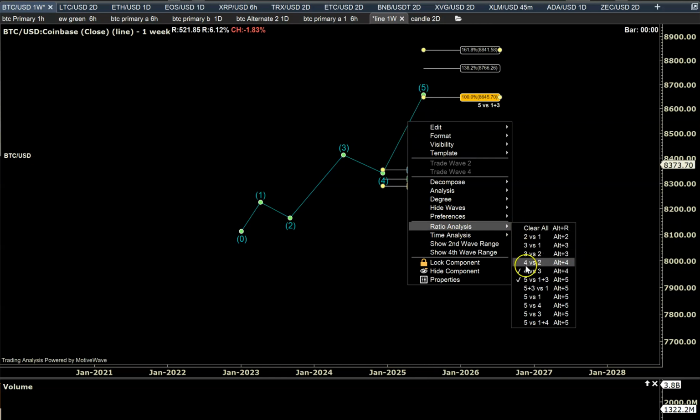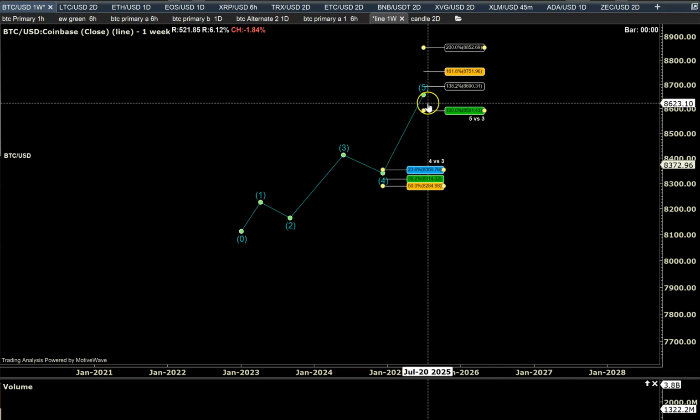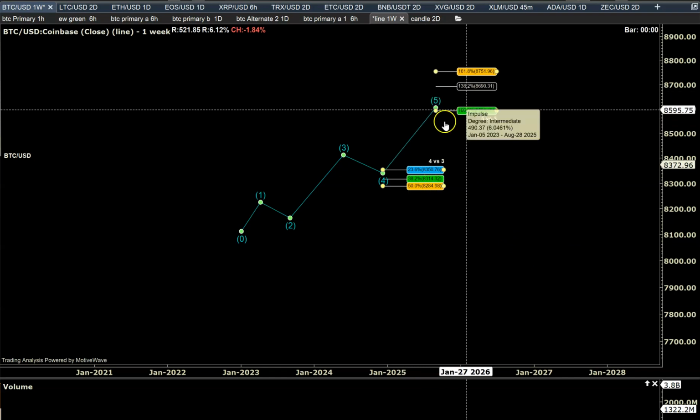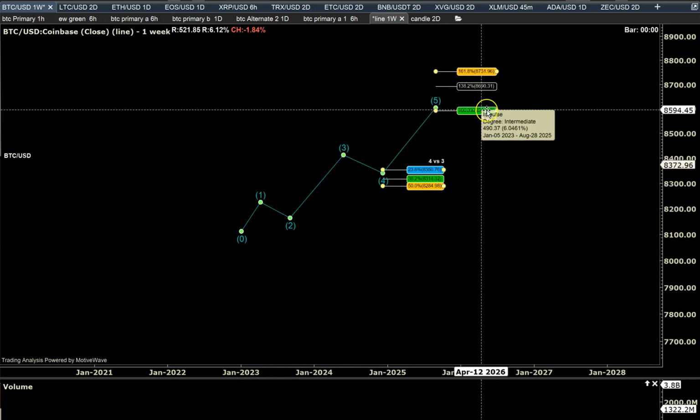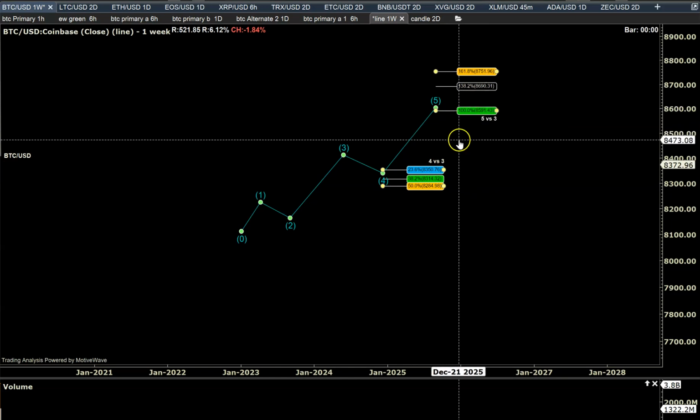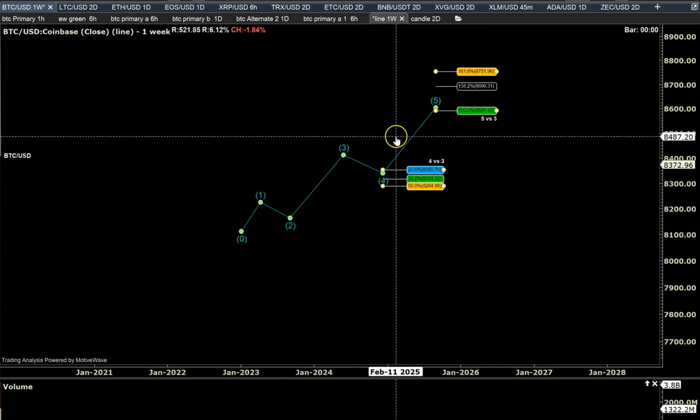So I'm going to go to ratio analysis. You can also do a 5 versus 3. It's another relationship you can do: 100%. This wave 3 and wave 5 could be equal, as long as wave 3 is not the shortest wave.